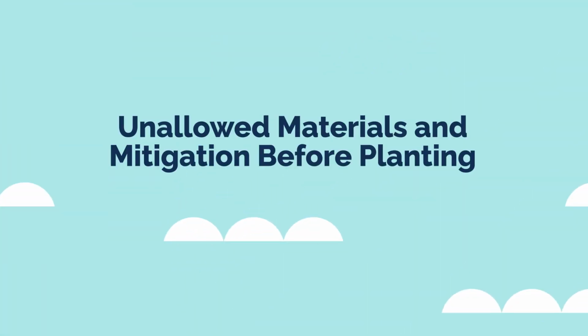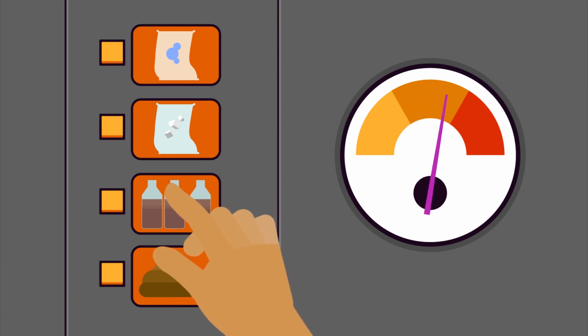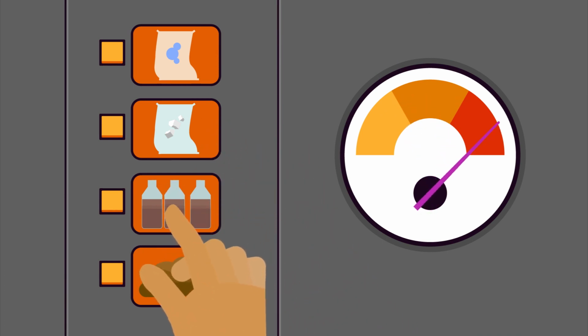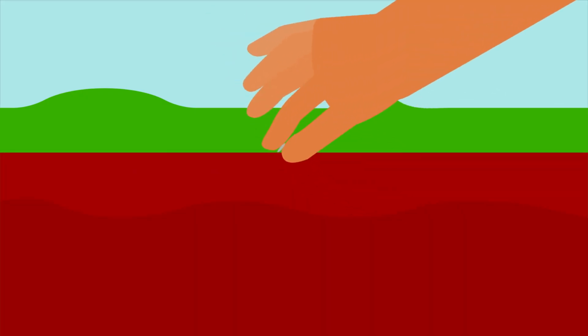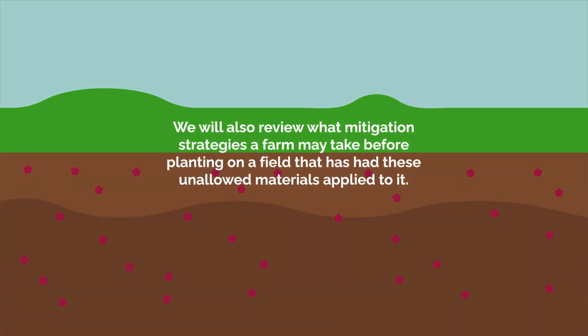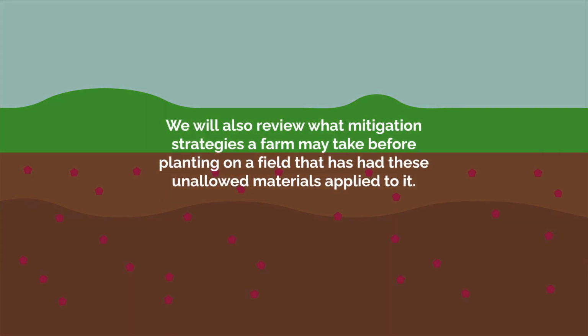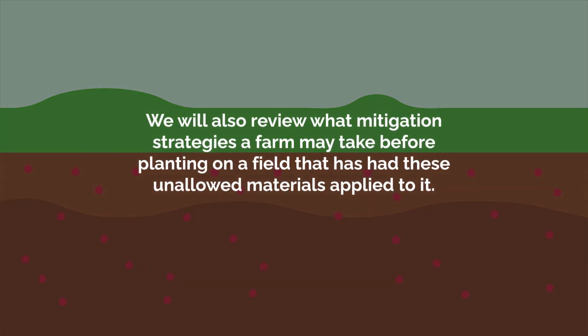Unallowed materials and mitigation before planting. In this video, we will review some of the different soil amendments and crop inputs that the LGMA metrics do not allow to be used for leafy greens production because they may represent a higher risk of contamination with human pathogens. We will also review what mitigation strategies a farm may take before planting on a field that has had these unallowed materials applied to it.